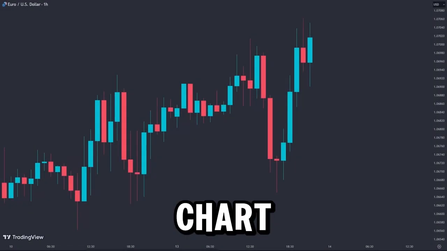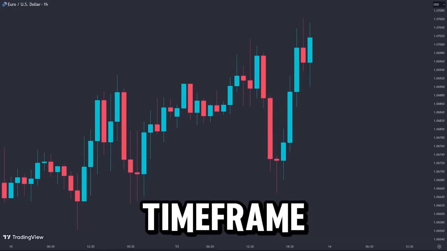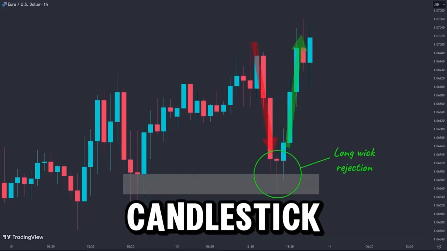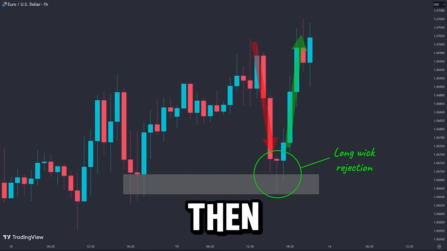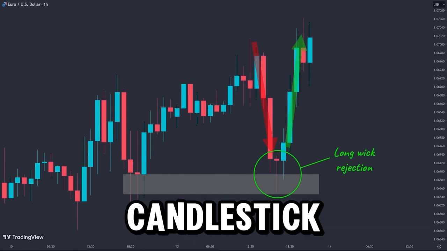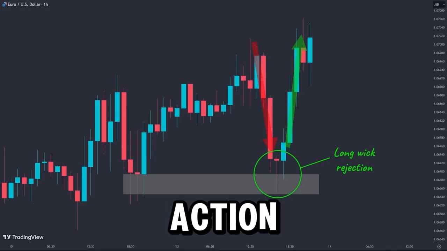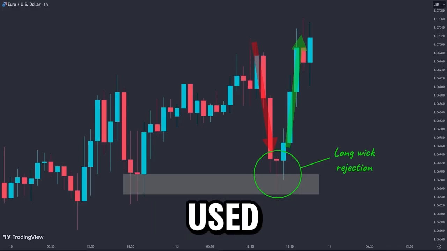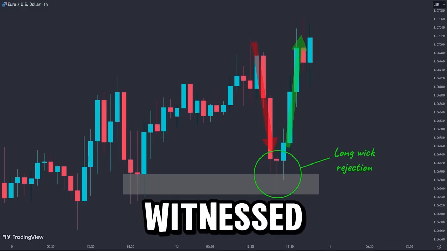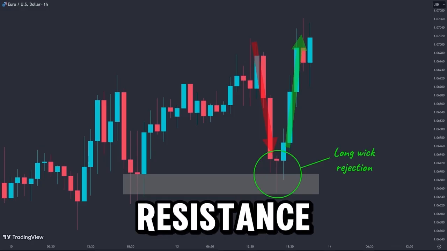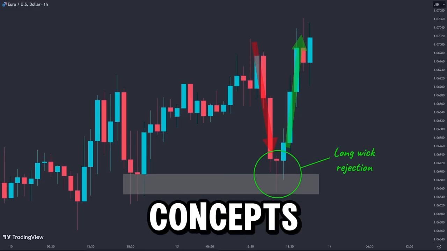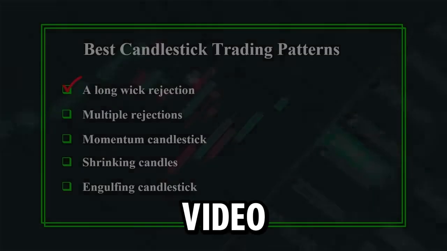Now on the real chart, we have euro-dollar in the 1 hour time frame. The price is pushed down, forming a long wick candlestick rejecting this key area, and then the price has immediately reversed. As we mentioned earlier, the candlestick formations are strong price action signals. However, they cannot be used on their own but combined with other price action tools. As we witnessed in this example, the support and resistance areas are one of these tools. You can even combine them with smart money concepts, which I will show you later in this video.